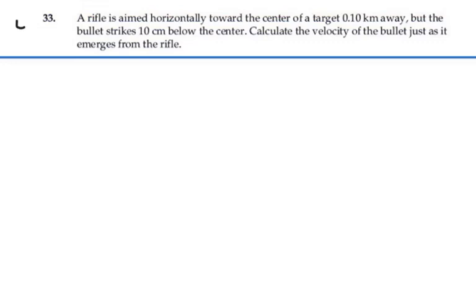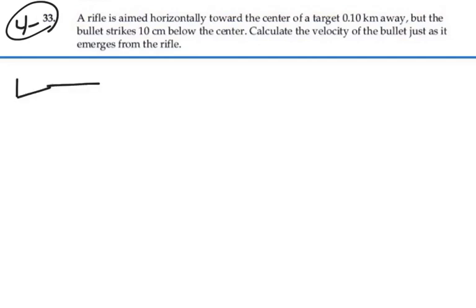Here's problem 433. A rifle is aimed horizontally toward the center of a target, 0.1 kilometers away, but the bullet strikes 10 centimeters below the center. Calculate the velocity of the bullet just as it emerges from the rifle.